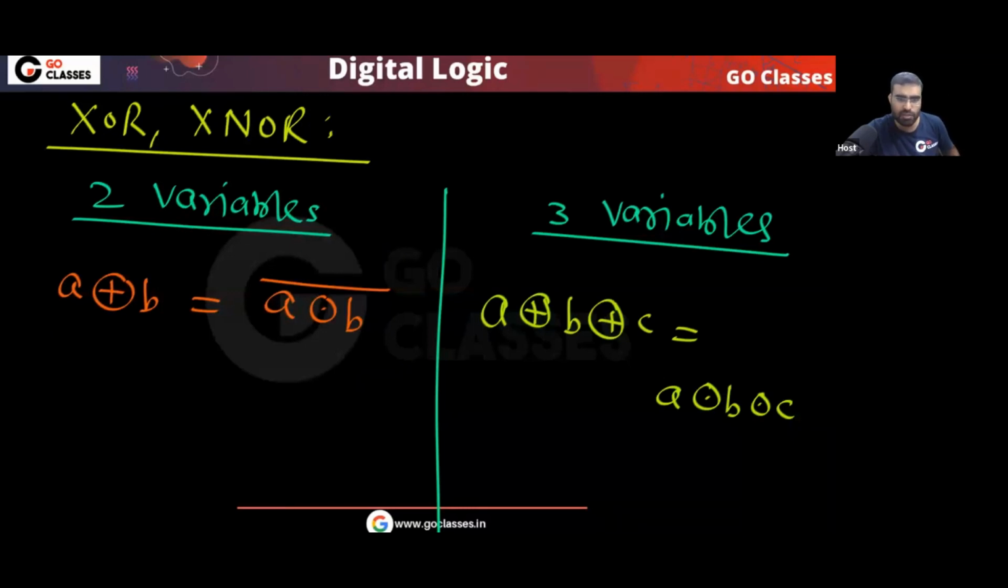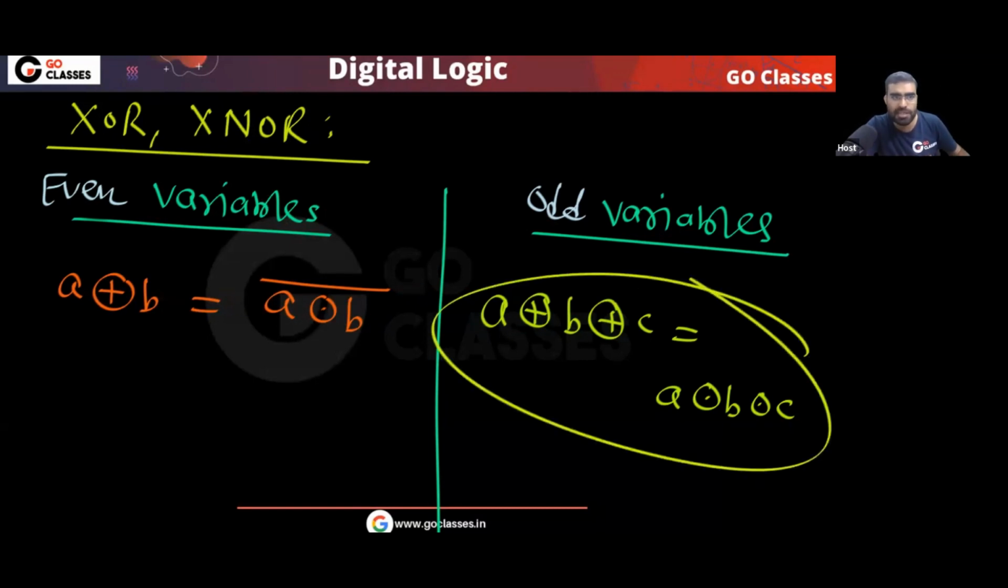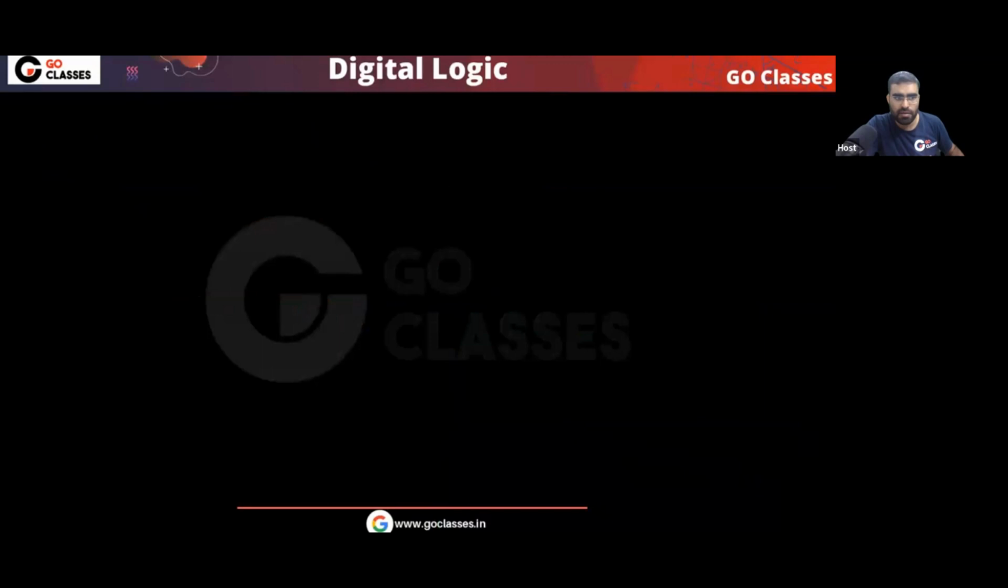Remember, this will happen for odd and even numbers of variables. If you have an even number of variables, they will be complement of each other, and if you have an odd number of variables, they will be same. And see, these simple points we have already seen in our lectures, in our class.